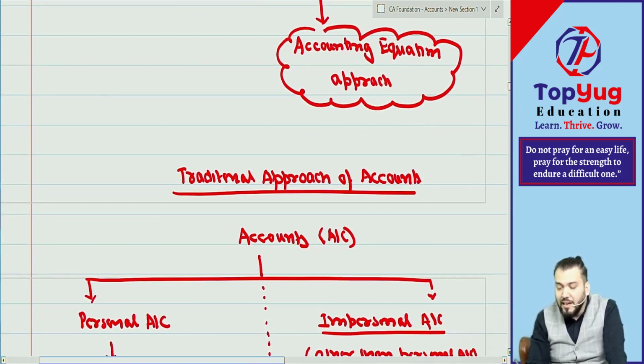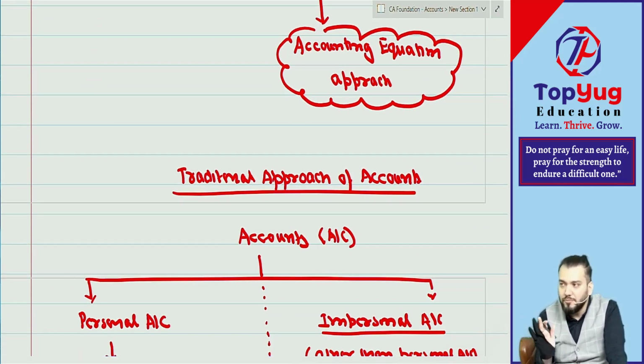And at the end, I will say use only which approach? Accounting equation approach. At the end, I will say accounting equation approach is more reliable, more scientific, correct? So at the end, I will say accounting equation approach is the best approach, correct? But we need to learn both.